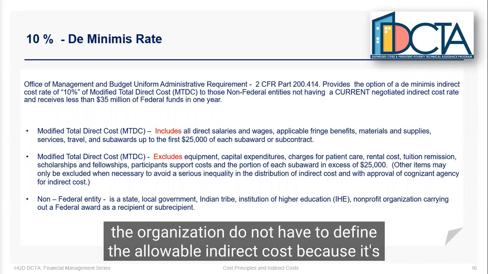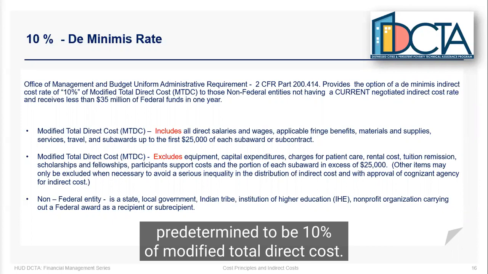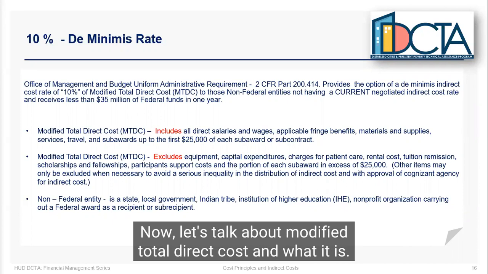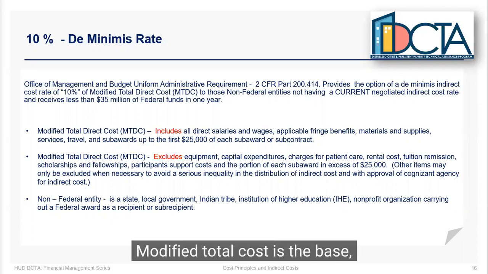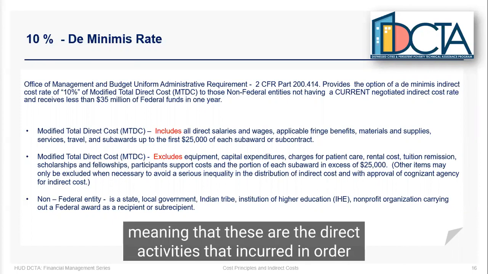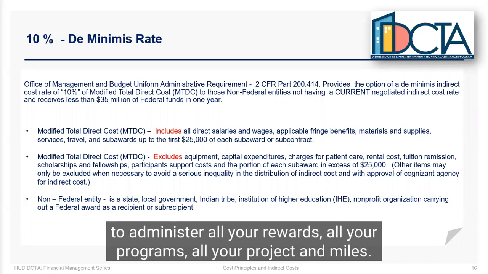Now, unlike the NICRA process, the organization does not have to define the allowable indirect cost because it's predetermined to be 10% of modified total direct cost. Now let's talk about modified total direct cost and what it is. First off, let's talk about what it includes. Modified total direct cost is the base, meaning these are the direct activities incurred in order to administer all your awards, all your programs, all your projects.